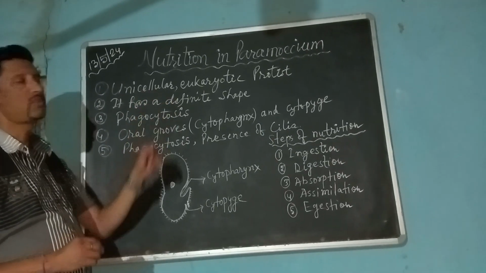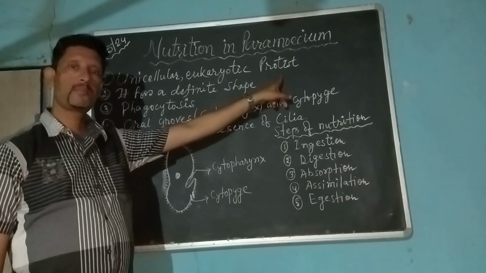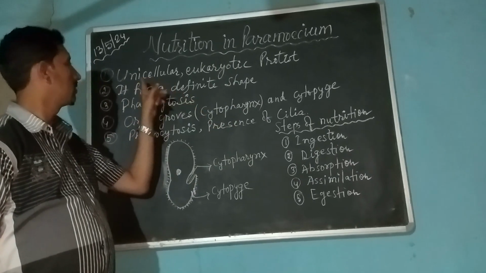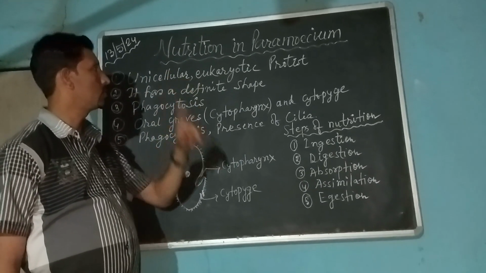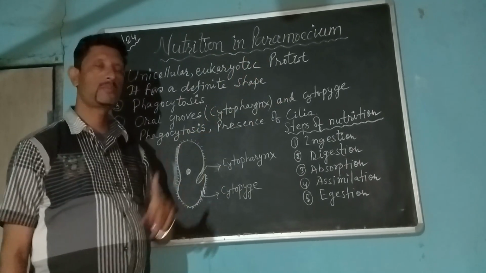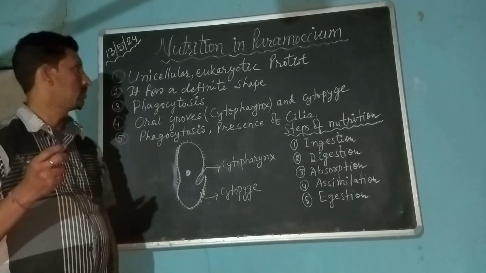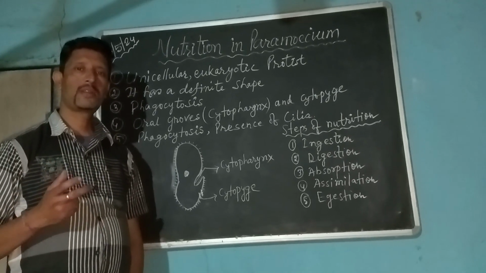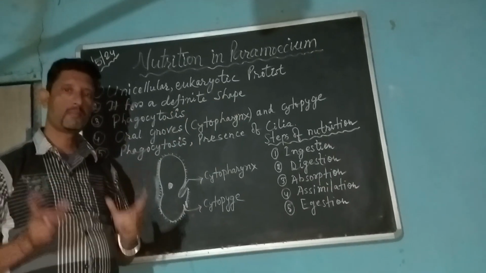First, it is a unicellular organism. It is eukaryotic and it is also a protist. Like euglena, which is also unicellular, paramoecium is also unicellular. Euglena is a eukaryotic protist and paramoecium is also a eukaryotic protist. As you know, amoeba does not have a definite shape, but paramoecium has a definite shape of the body.